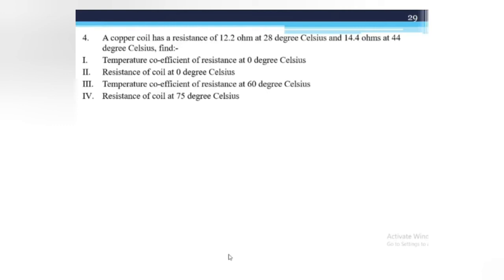So here two different temperatures, 28 degrees and 44 degrees, are given. According to those temperatures, two resistance values are given. At 28 degrees, the resistance is 12.2. Similarly, at 44 degrees Celsius, the resistance is 14.4.